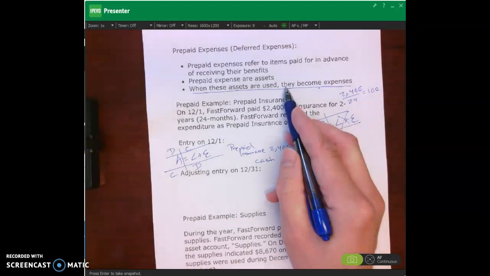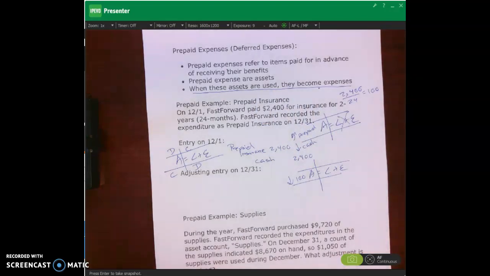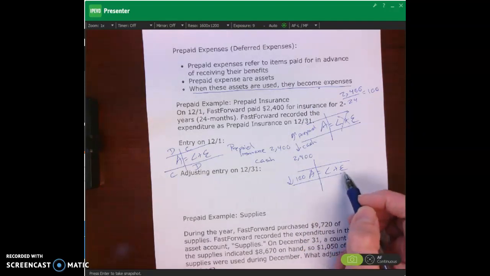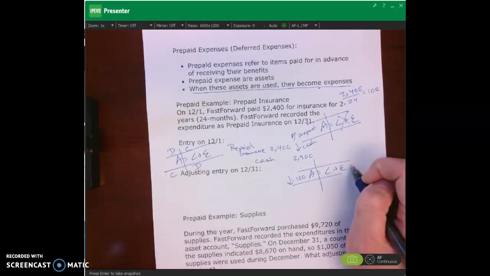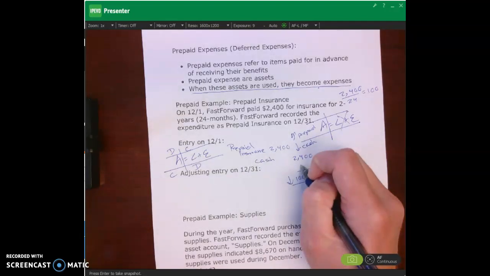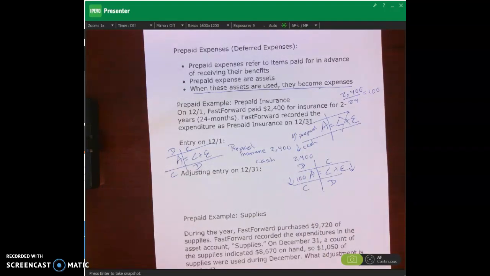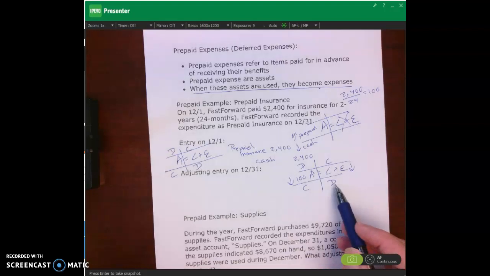If we look up here, it says when those assets are used, they become expenses. So I'm going to recognize that as insurance expense. As expenses go up, what happens to equity? Equity goes down. That's how this keeps the accounting equation in balance. So remember, we have our debits and our credits. How do I recognize that an expense is going up? With the debit. Why? Because as expenses go up, equity goes down.